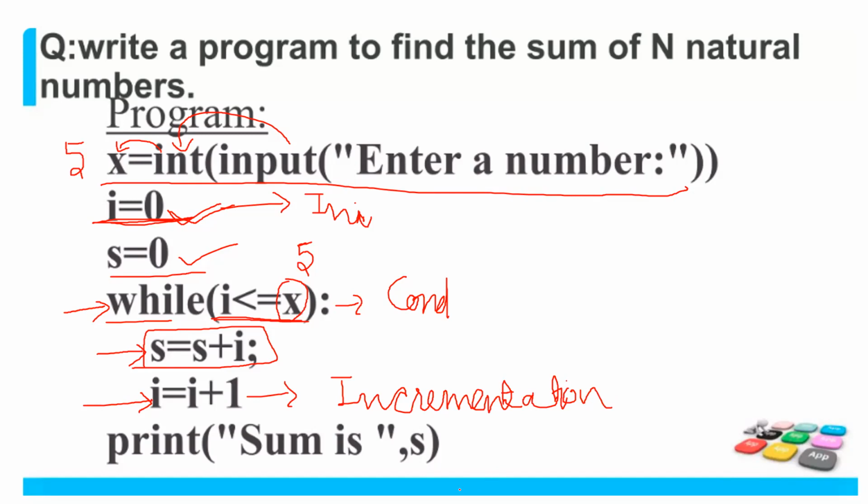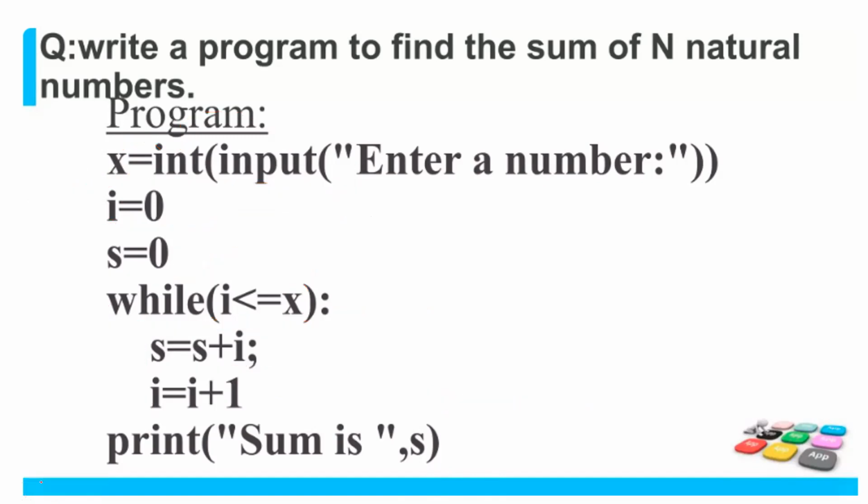Now let's see how the program will run. First, the number will be asked from the user. We are assuming that the number is 5. Then i has been started with the value 0, and s has been started with 0. Why have we taken 0? Because when at the beginning we add something to 0, it will not change the magnitude of the entire content. One by one, we will see each and every line.